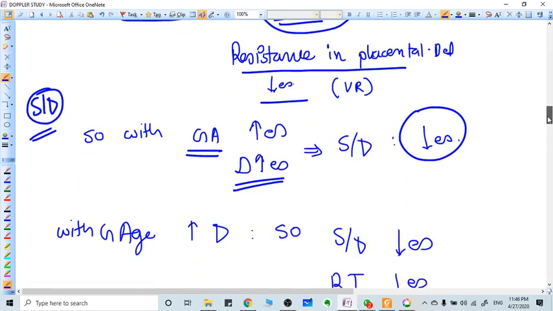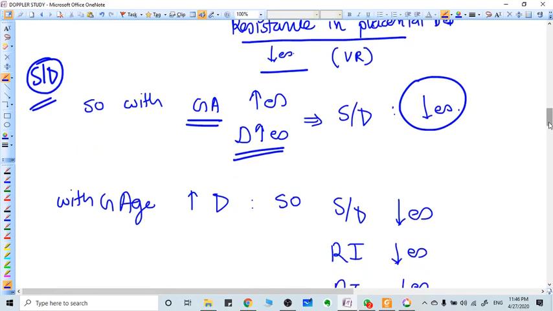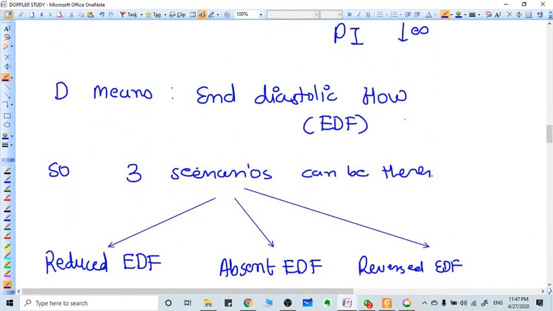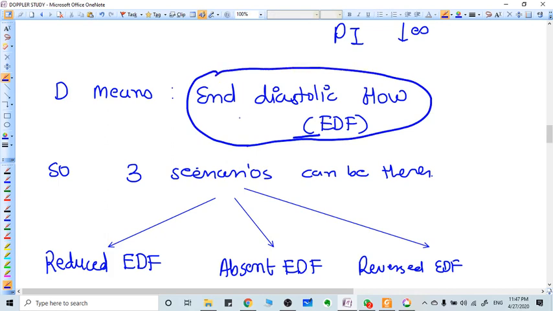So what we do here, we measure the systolic flow wave and diastolic flow wave in the umbilical artery. Okay, now let's go ahead. The end diastolic flow: actually during the diastolic period, we measure the flow at the end of the diastole, so it is called end diastolic flow. EDF means the end diastolic flow. That means we measure the flow at the end of the diastole of the fetal heart.